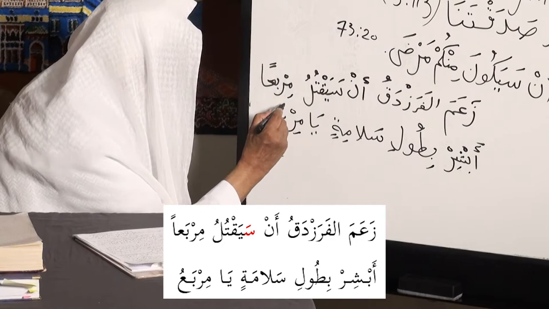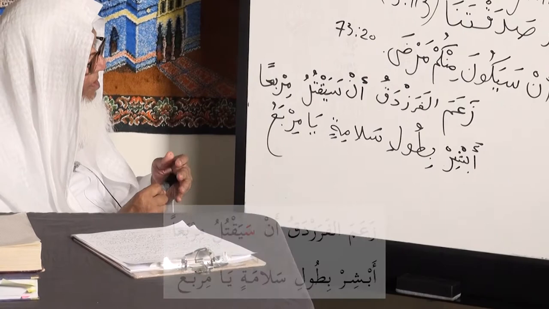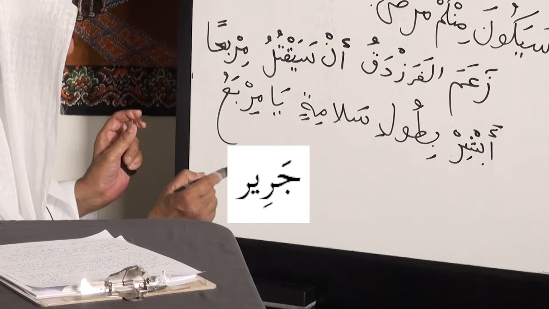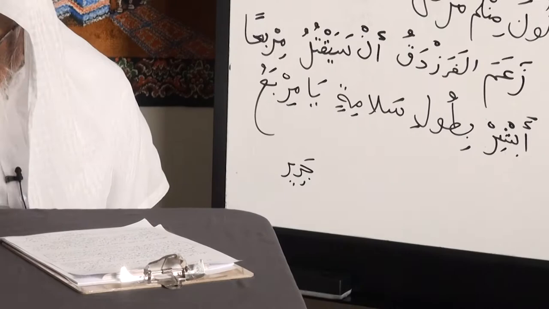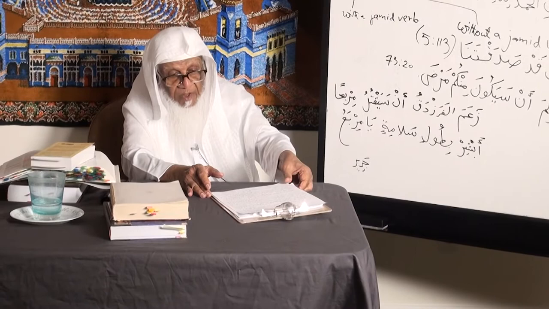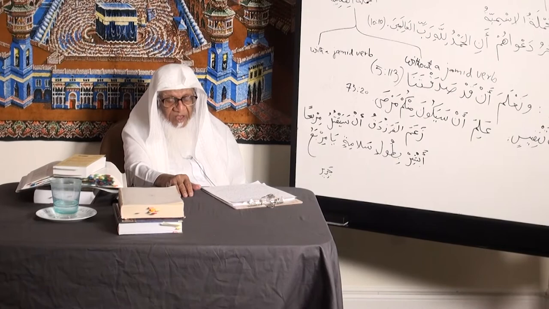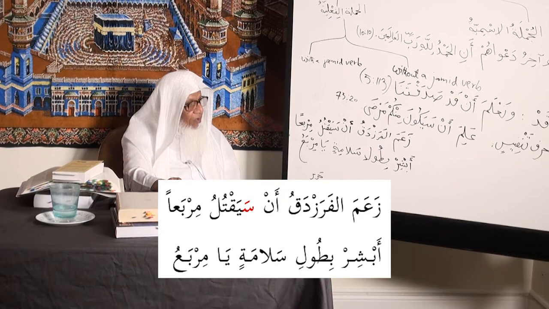Now it needs a little explanation. Farazdaq and Jarir. This is by Jarir. There were two very famous poets. Farazdaq was one, Jarir was another. They were rivals. They flourished during the time of the Abbasid period. And they were great poets, but they were always rivals of each other, and they wrote things against each other. So, za'am al-Farazdaq, he says, Mirba is Jarir's narrator.